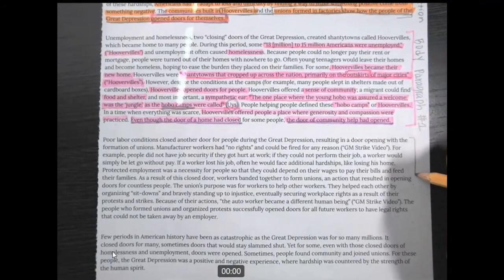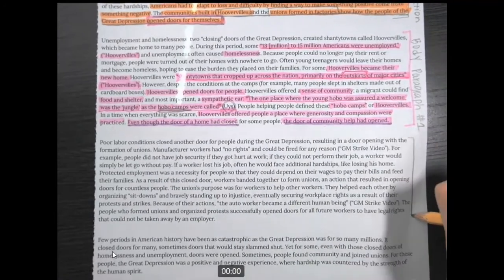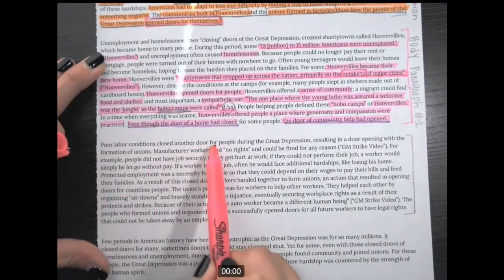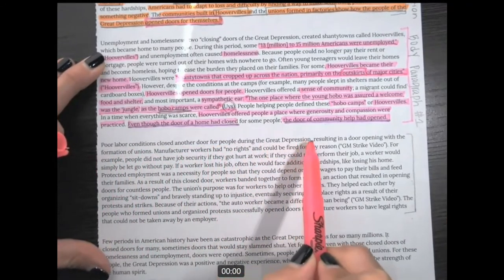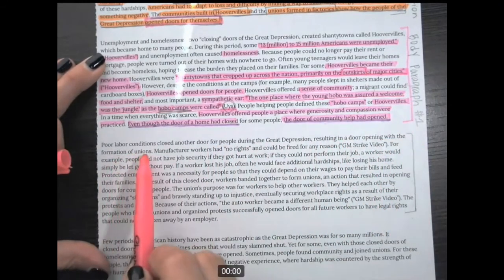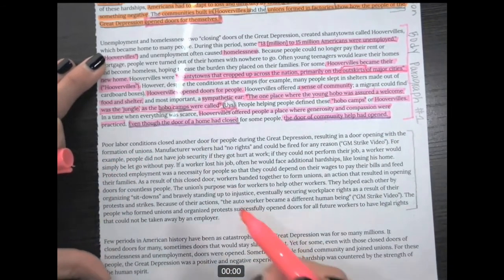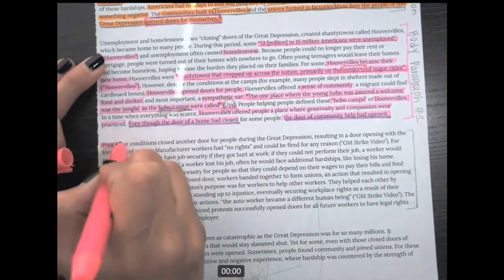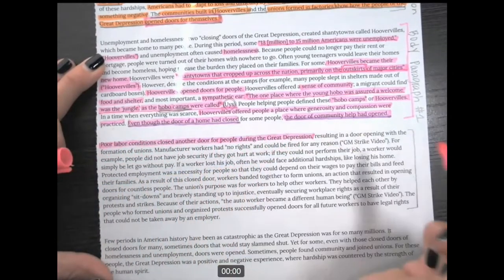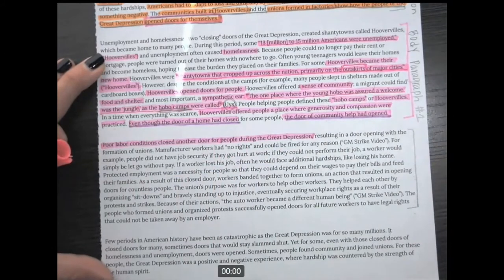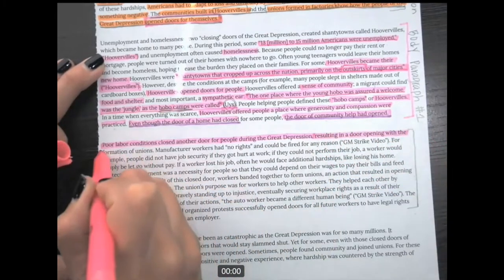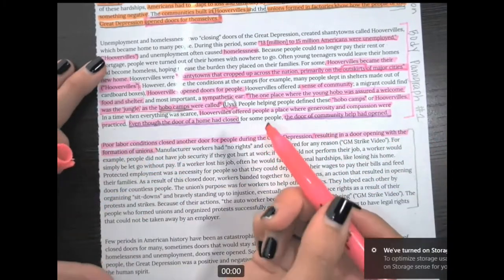I'm going to go ahead and put my bracket because this is going to be the second body paragraph we're going to be examining. Poor labor conditions close another door for people during the Great Depression, resulting in a door opening with the formation of unions. So, just right here in that first sentence, we can see that they mention that another door might have been closing for people during the Great Depression, but this resulted in a door opening for the formation of unions.